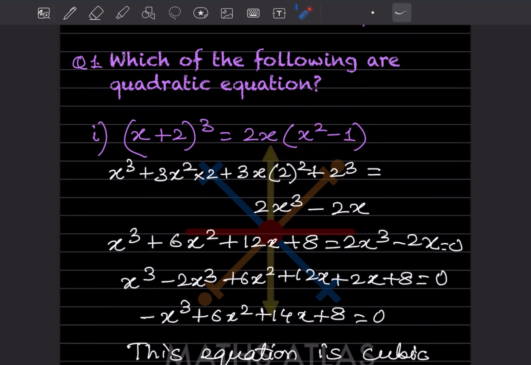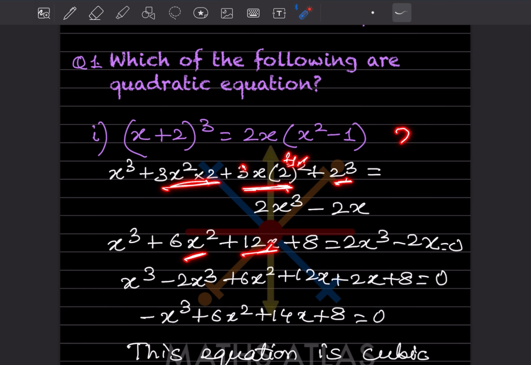So now what will you do? We'll bring the first thing: this one, x cube, as it is. This will be 6x square. This together is going to be 4, 4 3s are 12x.